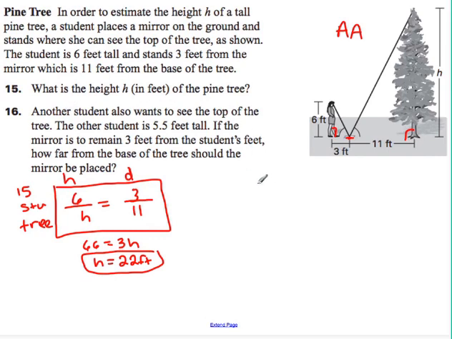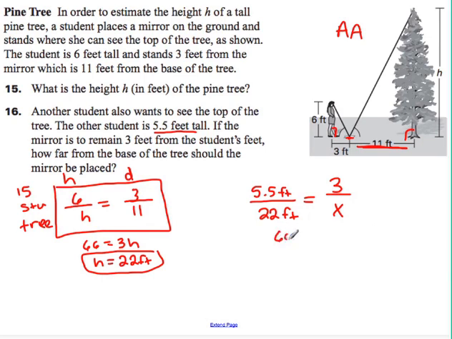Next, it says another student wants to see the top of the tree. The student is 5.5 feet tall. If the mirror remains 3 feet from the student's feet, how far will the base of the tree have to be from the mirror? So we'll use the same sort of ratios. This student is now 5.5 feet tall. And the height of the tree now is known as 22 feet. And that's going to have to be equal to the distance from the mirror, which is still going to remain this, but we're going to have to figure out how far the tree is, how far this distance is going to be if we start moving things around.